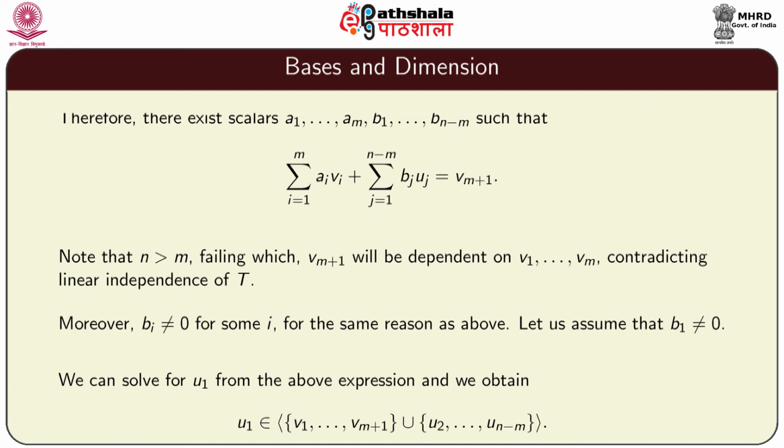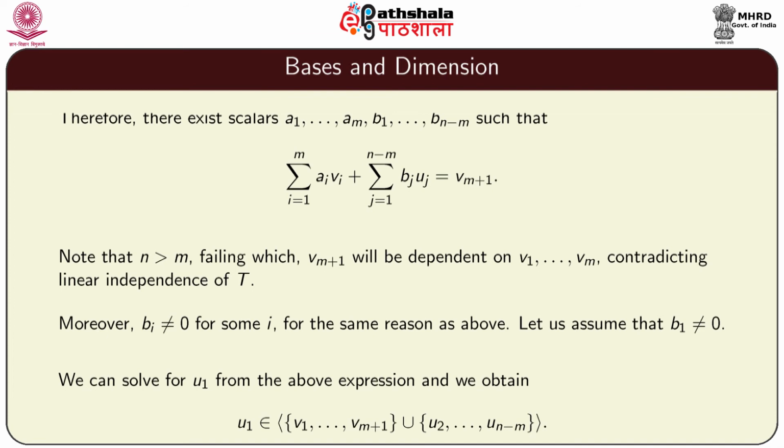One more observation is that bj has to be non-zero for at least one j. Again, the reason is similar: if it so happens that all of b1, b2 and so on up to b(n-m) are 0, then again we will be left with only summation ai vi, which is equal to v(m+1), and that would again contradict the linear independence of T. Let us assume that b1 itself is not 0.